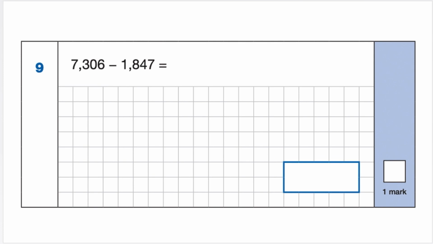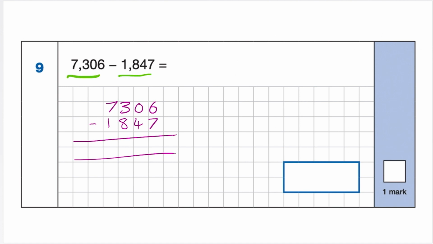Okay, question 9. Again, no super quick way of working this out. We're going to have to use some column subtraction. And I've got 7,306 subtract 1,847. For the sake of time, I'm not going to bother putting my titles above these numbers because we have 4 digits in one and 4 digits in the other.